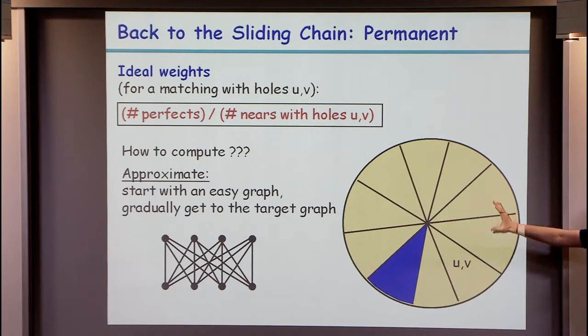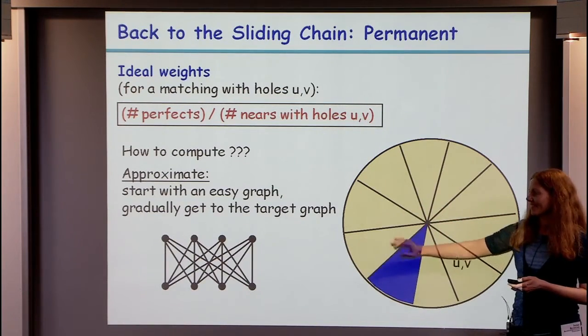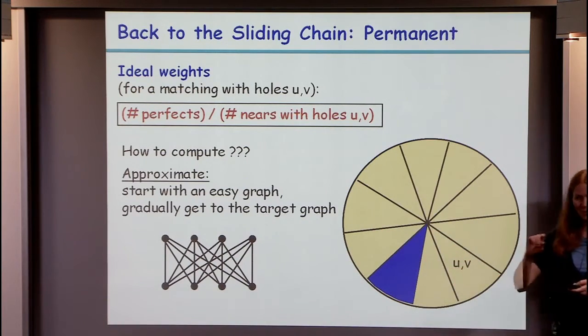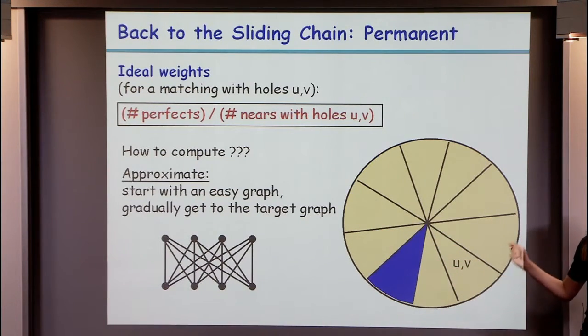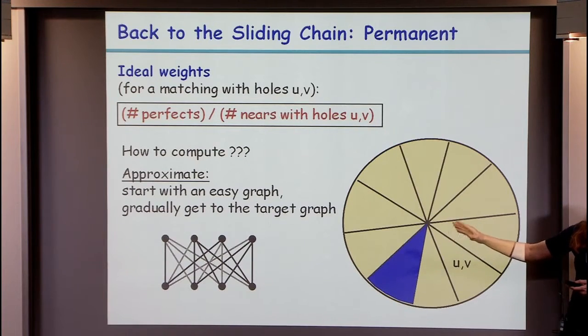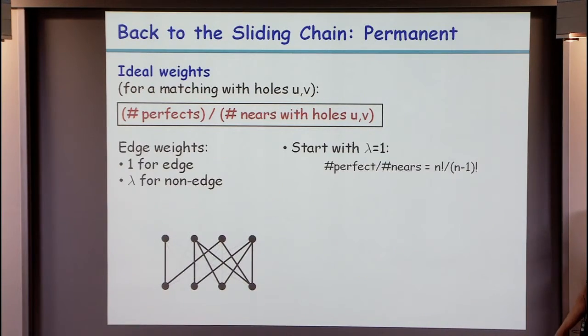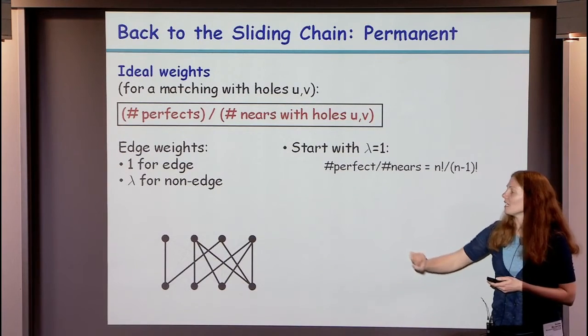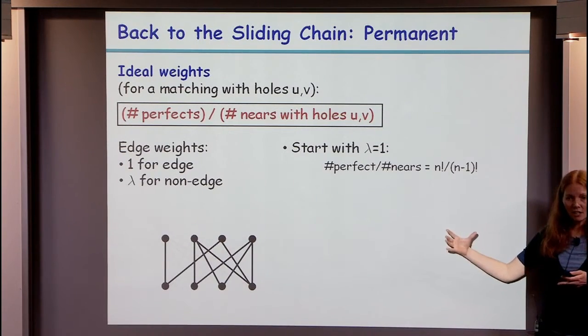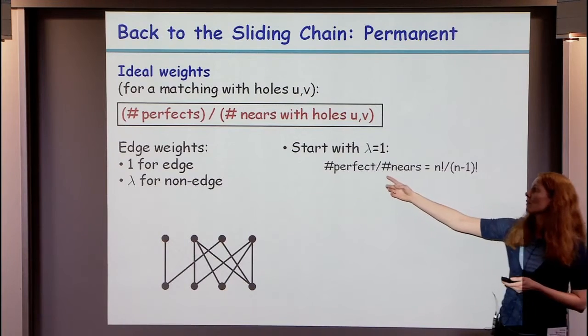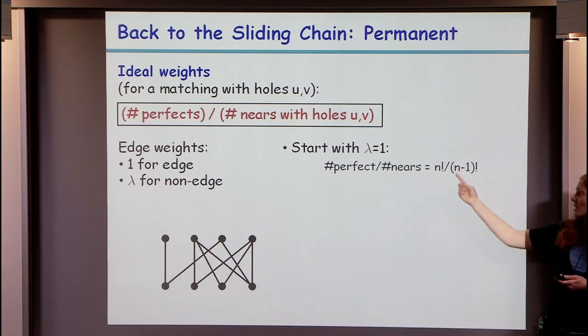Okay, so we will start with an easy graph, like the complete graph. I'll show you what the computation of the weights is in a second. And then we will gradually remove the edges that we don't want, until we get to a graph that we like. So if we start with the complete graph, we know that the ratio of the number of perfect matchings over the number of near matchings is n factorial.